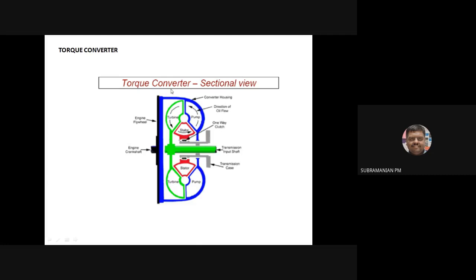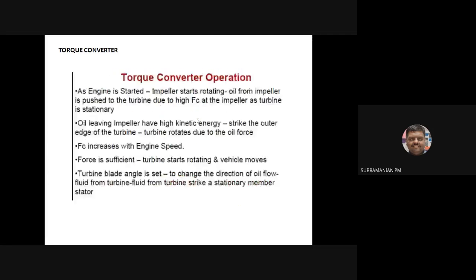Initially, I have to make the turbine rotate fast. Immediately I have to transfer the power from my engine to the turbine, so I have to transfer more torque. So initially, to transmit more torque, I am fixing the stator with the one-way clutch. So the turbine will come to the impeller speed soon. Once the coupling point is reached, I will release this one-way clutch so that my stator will be rotating, that is, freewheeling. So the fluid will enter from the turbine and go to the pump, and it will be like a fluid coupling. So this is the working principle of the torque converter.